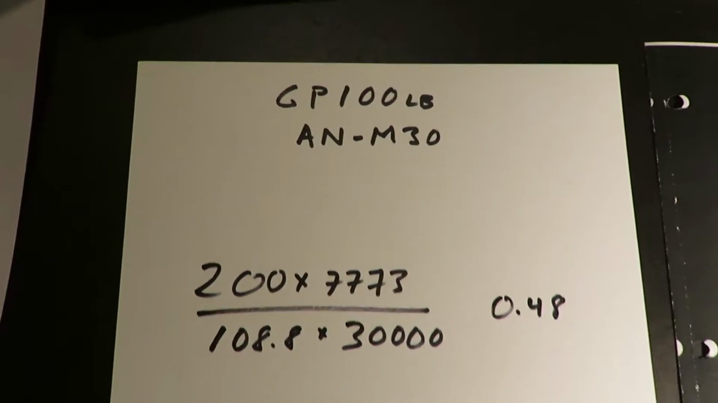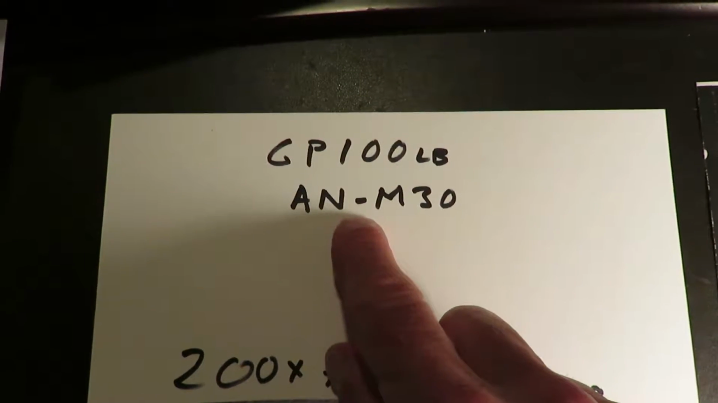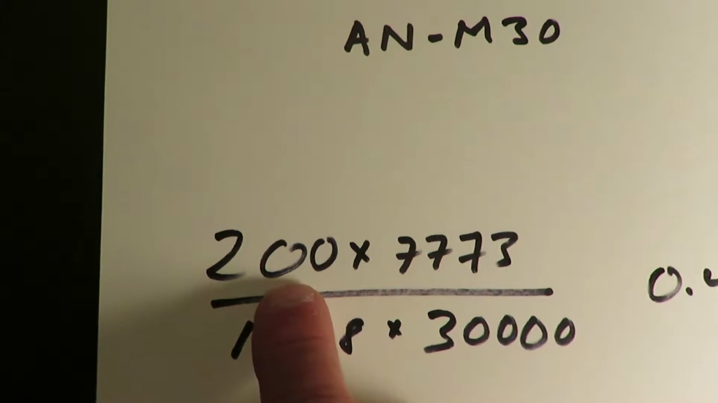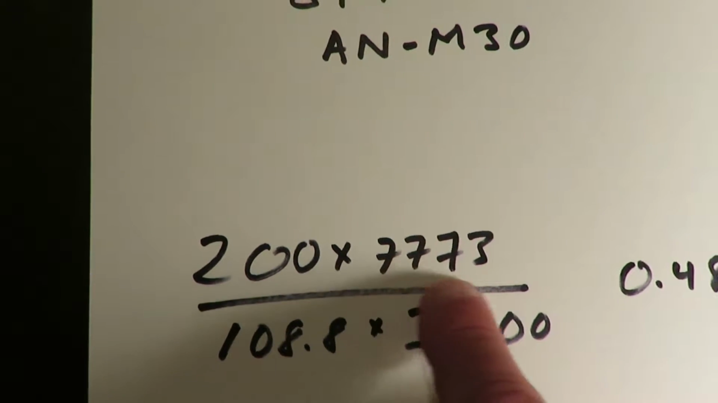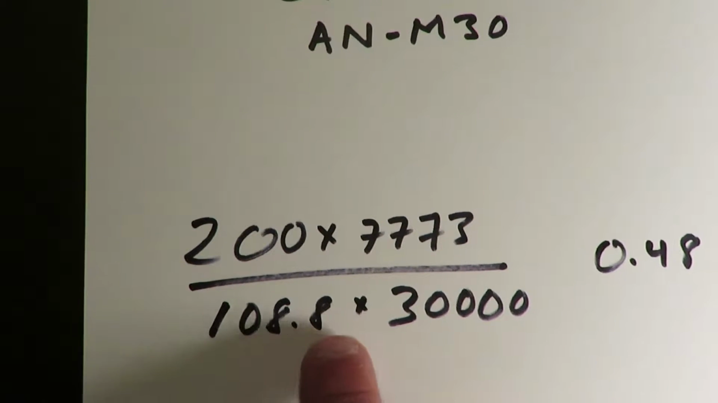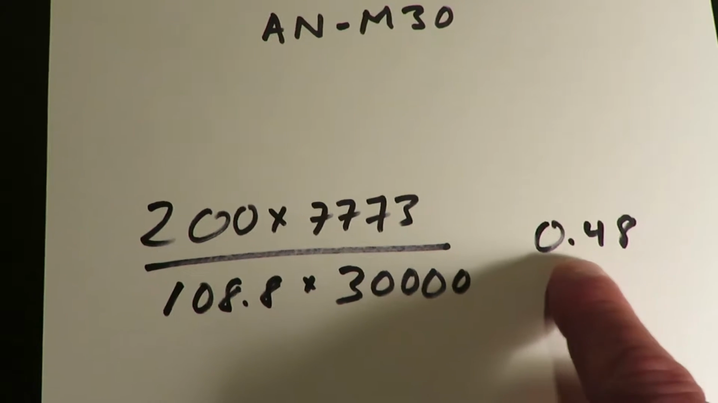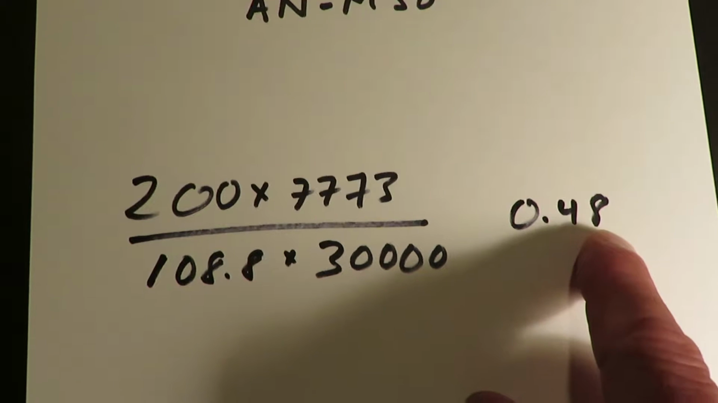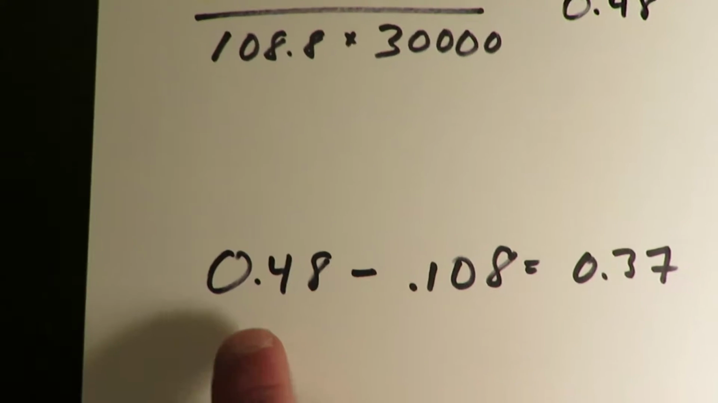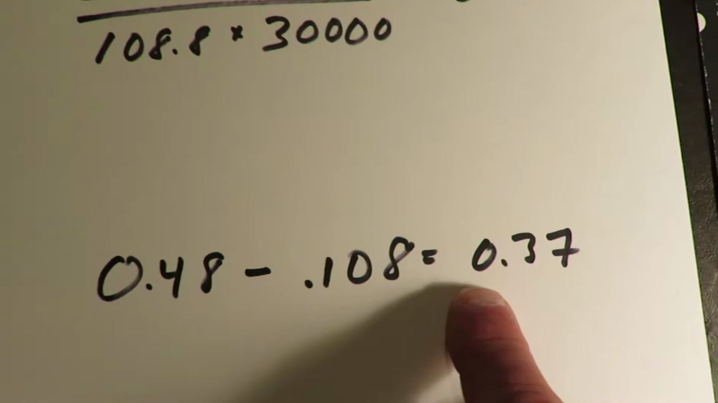Here is a sample calculation for a general purpose 100-pound bomb, AN-M30, from the appropriate tables. We see that with a ground speed of 200 miles an hour times 7773 divided by the disk speed setting of 108.8 times the bombing altitude of 30,000 feet, we come up with a tangent of a whole range of 0.48. We take 0.48 and subtract the trail of 0.108, and we come up with a tangent of the dropping angle of 0.37.